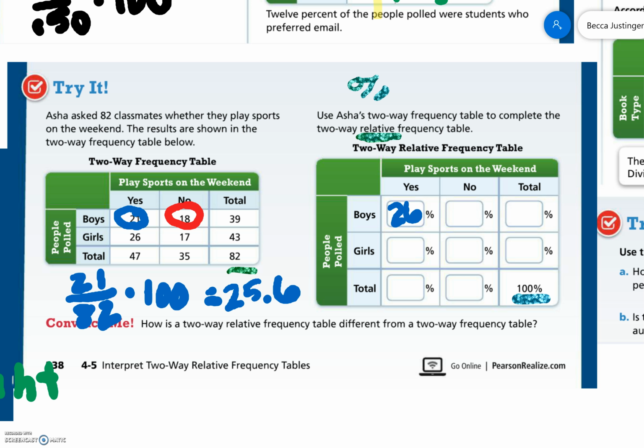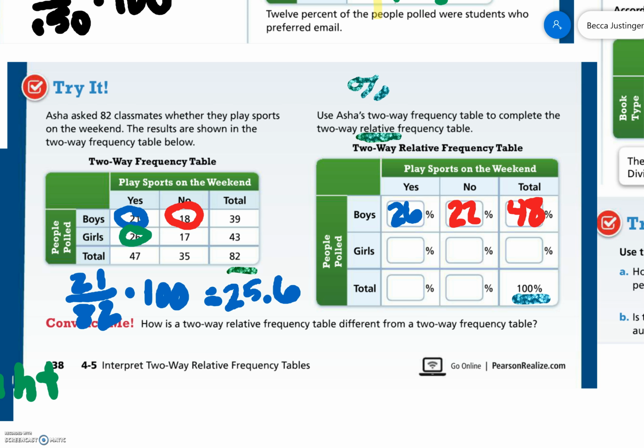And you get 21.95, so we're going to round that up to 22. And again, we can add those. 26 plus 22 gives me 48. Now, girls who play sports on the weekend, 26 out of 82.